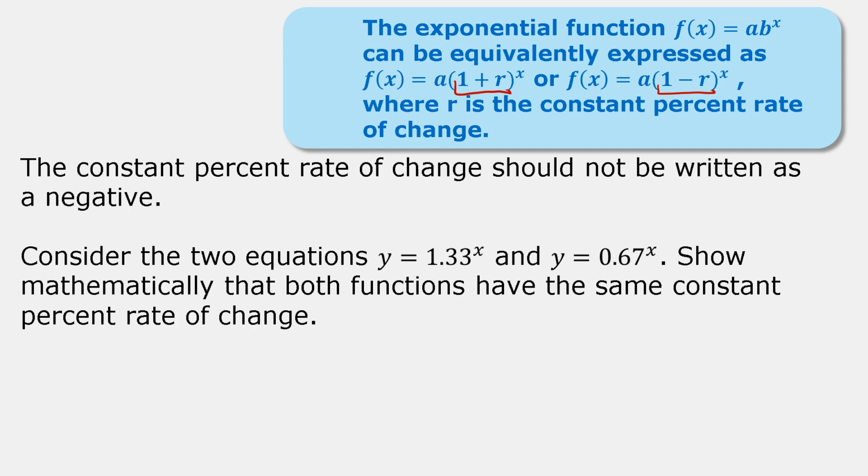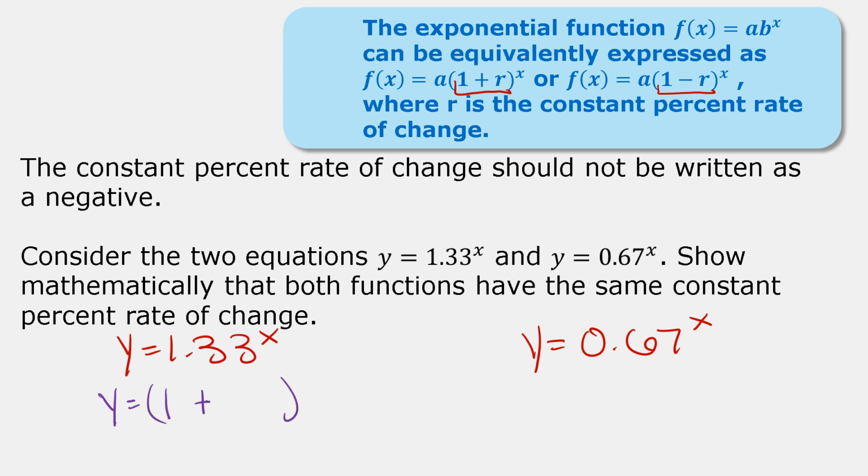All right, so we're going to look at these two equations to prove they have the same percent rate of change, so the same r value. So they give us y equals 1.33 to the x and 0.67 to the x. So we're going to take both of these and we want to prove that they have the same r. So for all of these, we're always going to think of 1 plus what will get me to that base number. So in this case, our base number is 1.33. So we want to think of 1 plus what number would get me to 0.33.